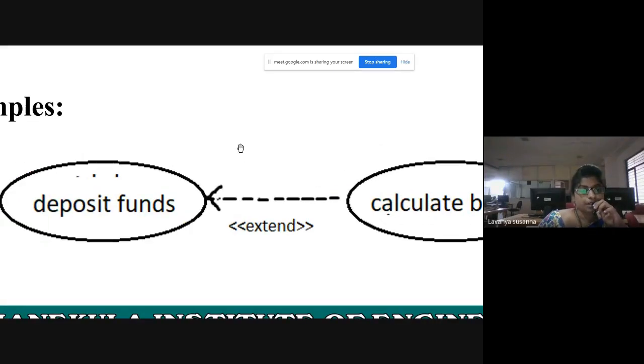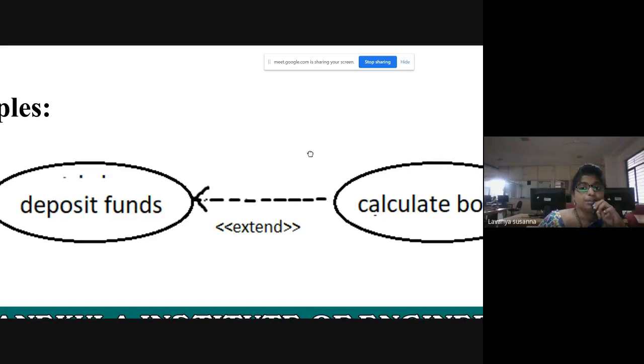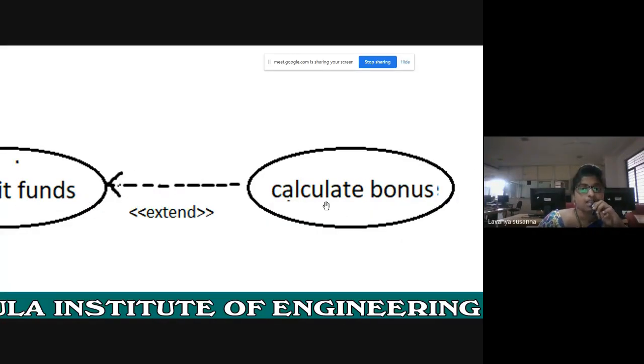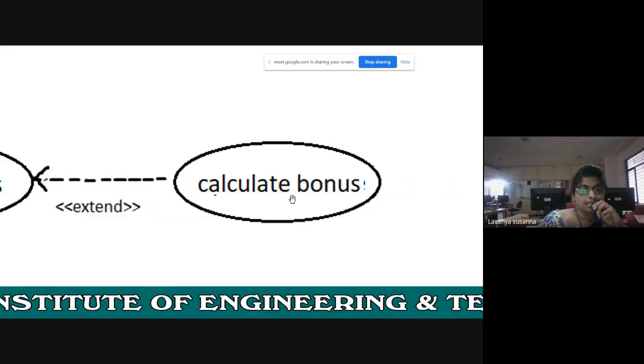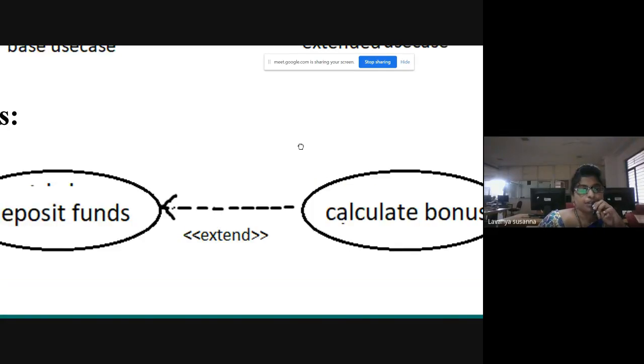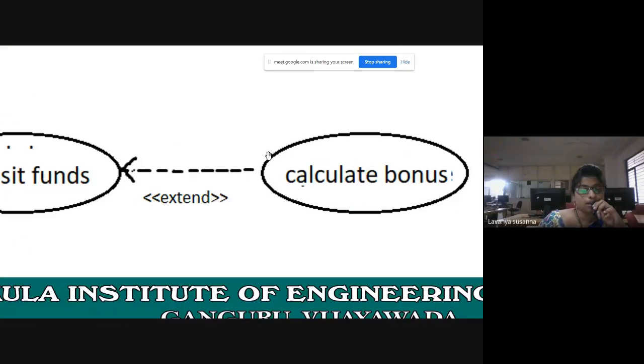So the relation between deposit funds and calculate bonus is extended, because you are going to calculate the bonus only when current balance in your account is greater than 10,000. When a condition is true, at that time only this extended use case calculate bonus will be executed. So relation between deposit funds and calculate bonus is extended.